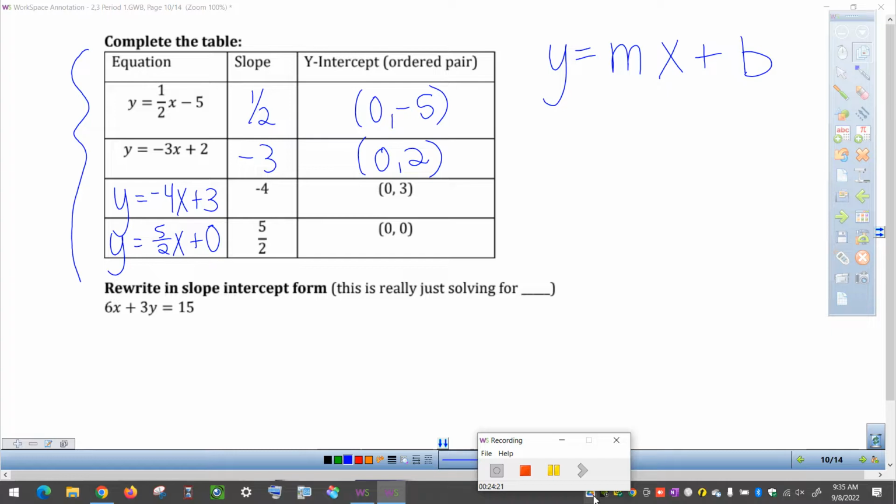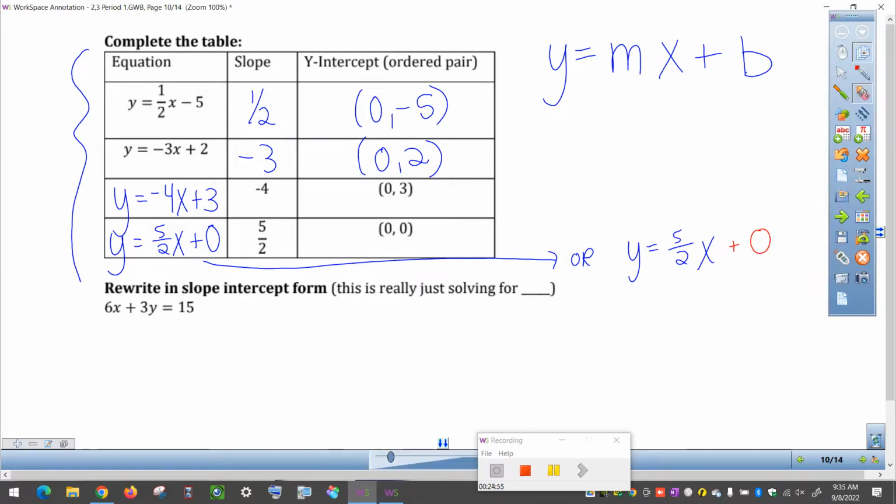One thing that was a little interesting on the last one is that we had a y-intercept of 0. And so technically it would be y equals 5/2 x plus 0. You could write it that way. Another way that you can write this is just y equals 5/2 x. So if you don't see a number on the end, we're just going to remember and assume that it's really an invisible plus 0 on the end, but that's what's going on if you ever don't see that number.